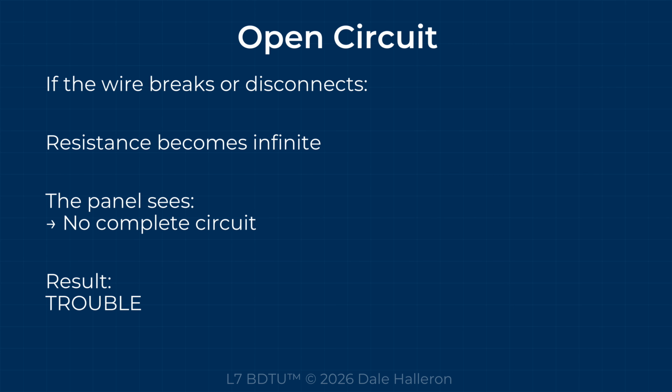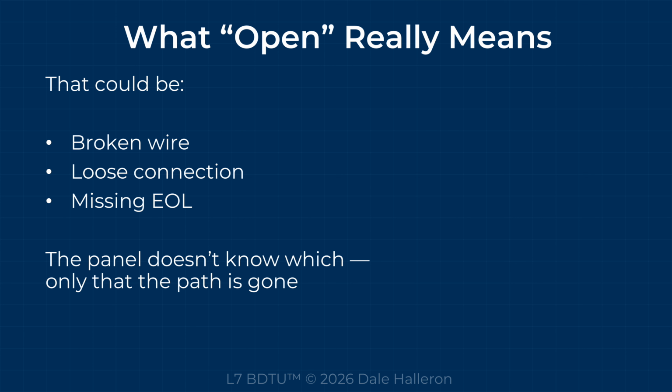In an open circuit, if the wire breaks or disconnects, resistance becomes infinite. The panel sees no complete circuit. The result is trouble. What open really means: that could be a broken wire, loose connection, or a missing end-of-line resistor. The panel doesn't know which, only that the path is gone.